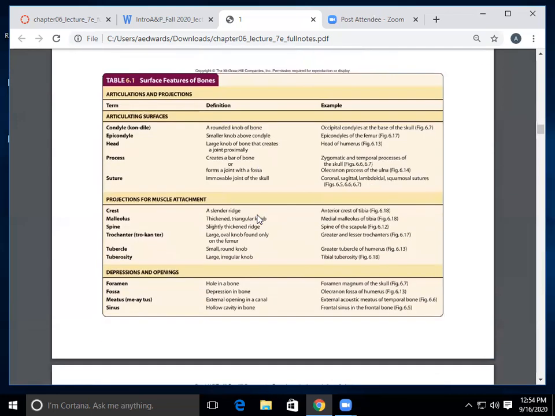All right. So a little bit of information here on surfaces, articulations, projections. So things that you should know. So if you ever hear the term condyle, it basically means a rounded off knob on your bone, okay? Now, just above the condyle, sometimes you'll see a smaller knob. We call it the epicondyle. And remember, epi is sort of outer or above, so that's your epicondyle.